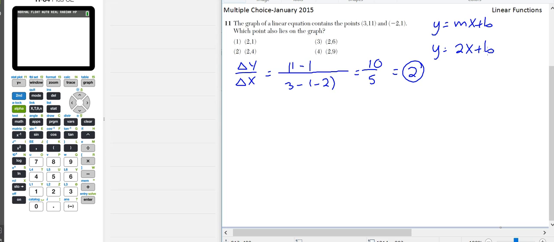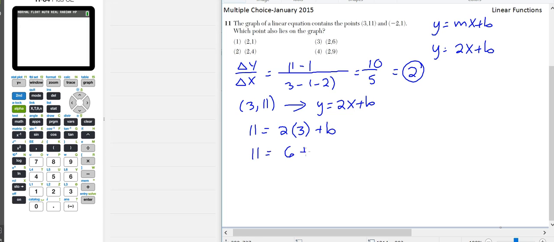The only variable we'll be missing is b, and we could solve that equation for b. So let's do that. Let's use the point (3, 11), and we're going to plug that point into the equation y is equal to 2x plus b. So for y, we're plugging in 11, and for x, we're plugging in 3, and we're going to solve it for b. 11 is equal to 2 times 3, which is 6, plus b.